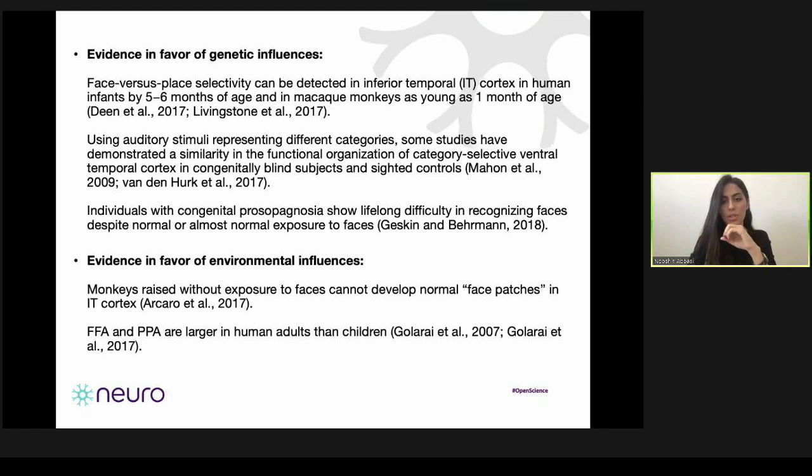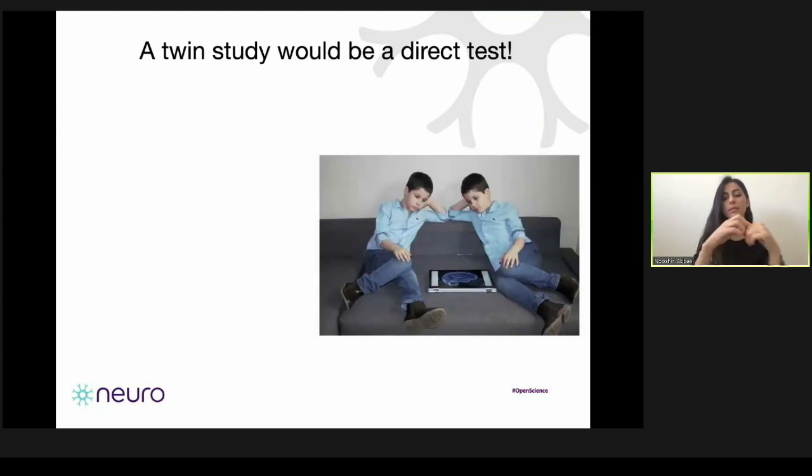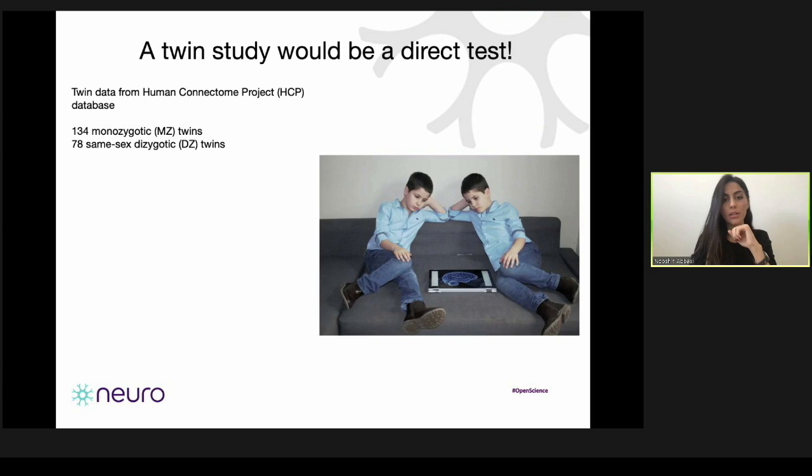So to answer this question, we conducted a twin study, reasoning that if we found more similarity in identical twins, this would suggest a strong role for genetics, because as we know, identical twins share 100% of their genetic information. However, non-identical twins share only half of their genetic information. So for performing this study, we took advantage of the twin data from the Human Connectome Project database that includes 134 monozygotic twins and 78 dizygotic twins, which I may refer to as MZ and DZ.